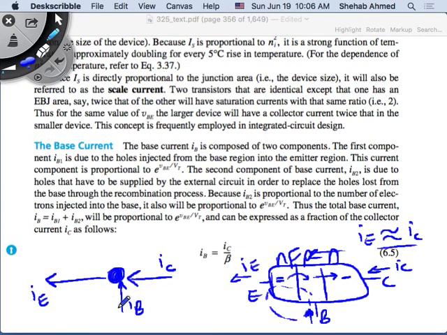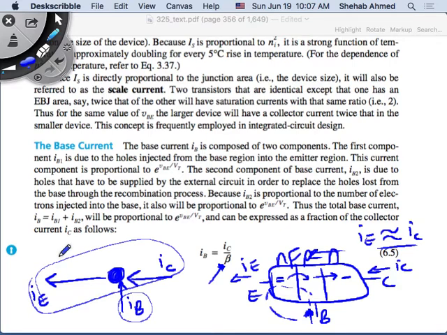Thankfully, we made the base very small. Since we made the base very small, IB is a small amount of current, but it exists all the time. The relationship between IC and IB is what? Is beta. And it's called the common emitter current gain. Right? I want beta to be as large as possible. Because if I make beta as large as possible, I can make IB very small, which means in this case that IC is equal to IE. That's what I would like to do.